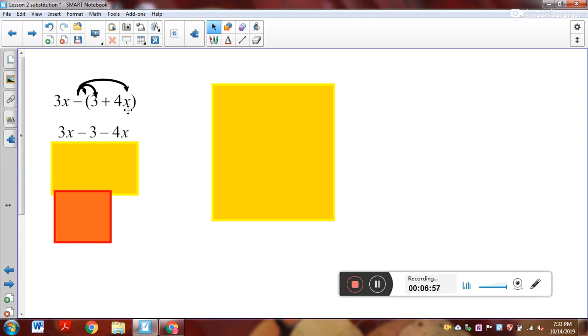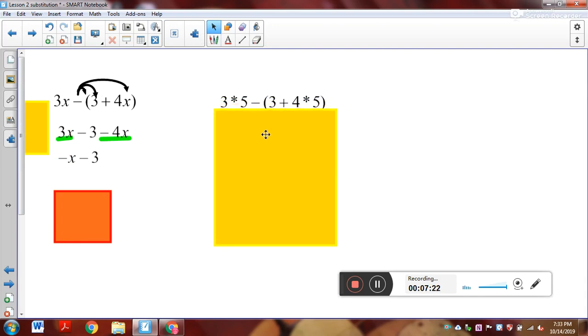So once I distribute my subtraction sign, I then can go through and combine my like terms. So this one's a little bit more complicated, but definitely still doable. So again, 3x minus 4x is a negative x, and then subtract 3 more, and we get negative x minus 3. And that's my simplified version. Go and substitute in just like I did before. All our x's are 5s.